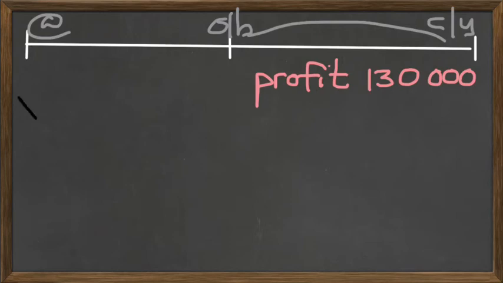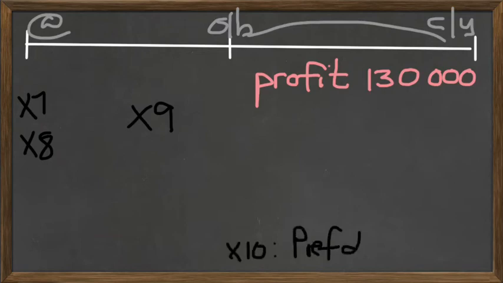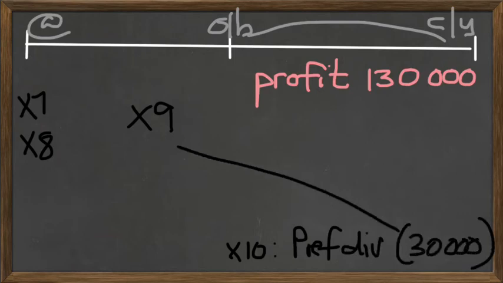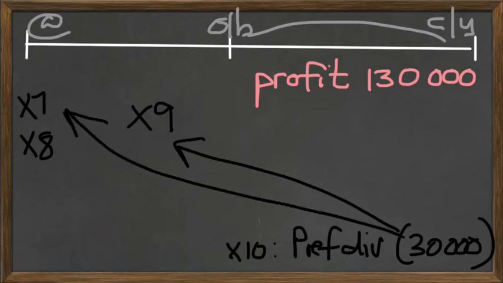At acquisition date, the X7 and X8 preference dividends were in arrears, and the X9 preference dividend was in arrears. In X10, the preference dividend declared was the 30,000 Rand, which relates to the X9, X7, and X8 that ended up being declared and paid in 20X10. But the X10 preference dividend was again not declared, and there was also no ordinary dividend.